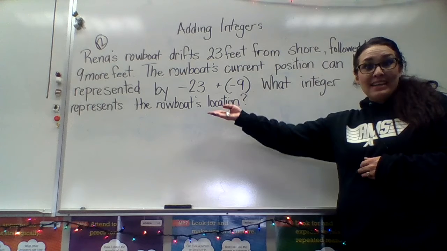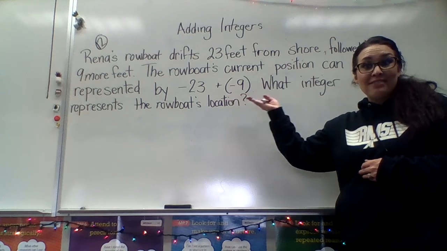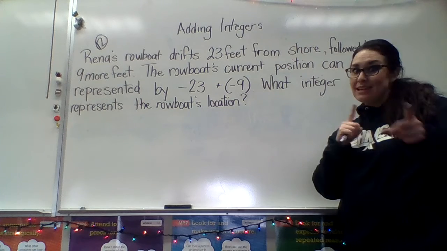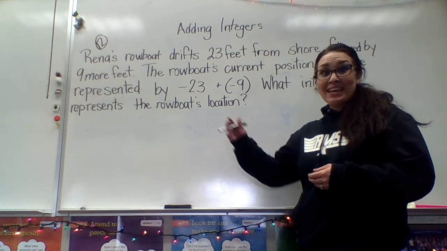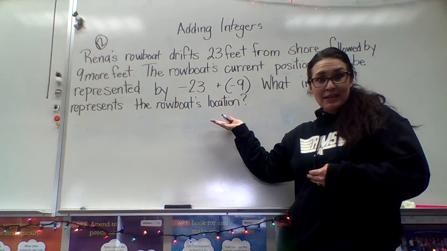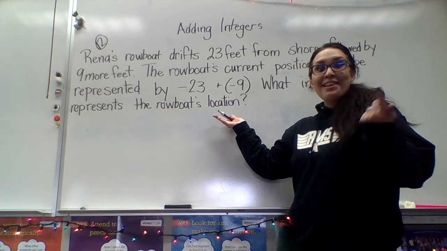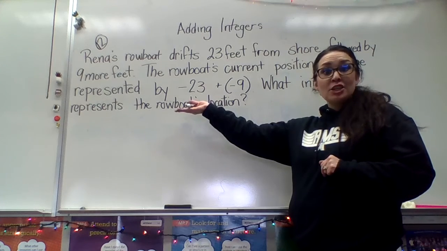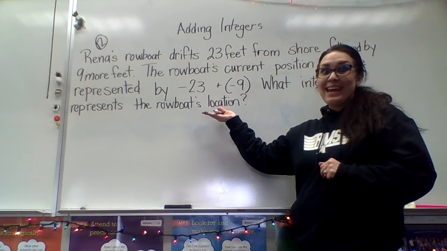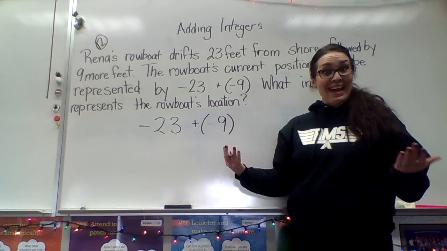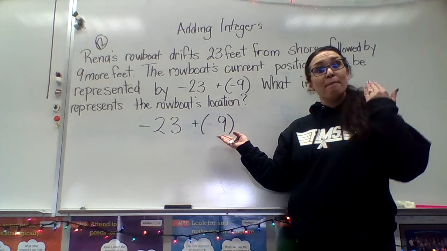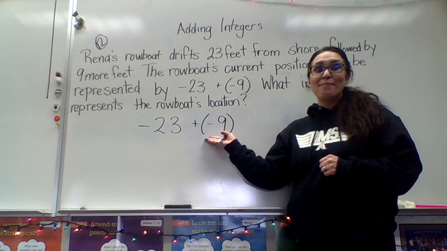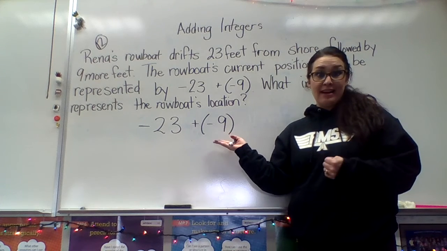We have a negative 23 plus a negative 9. Do you notice? Same sign. So in this problem, you'll notice that it gives us the equation that we're going to need to use. Great. The equation is negative 23 plus a negative 9. Again, I'm using these parentheses to help us stay organized so that my brain remembers this is not minus 9, this is a negative 9 that I'm dealing with.